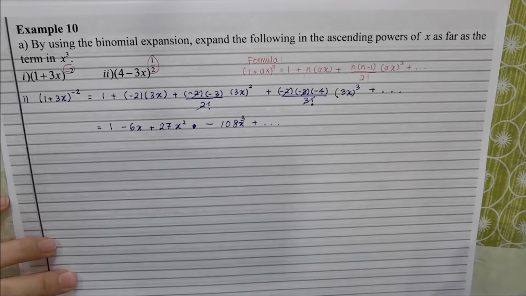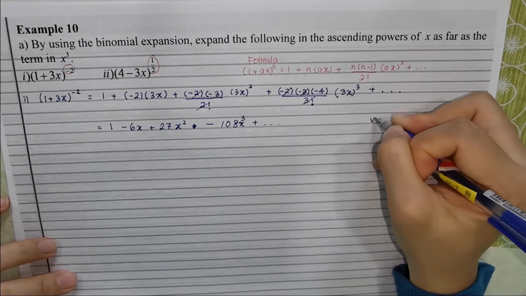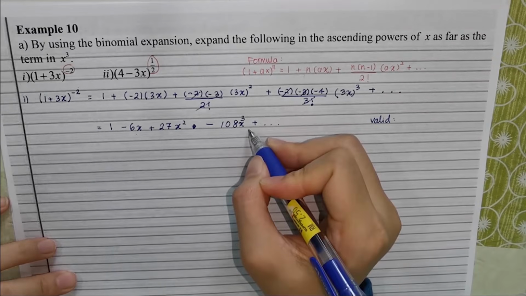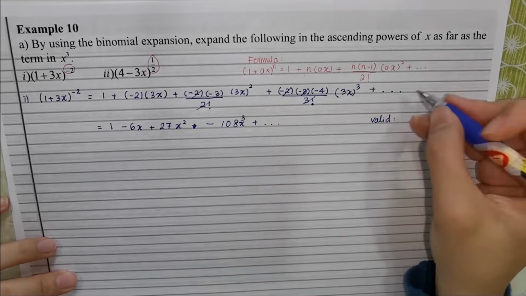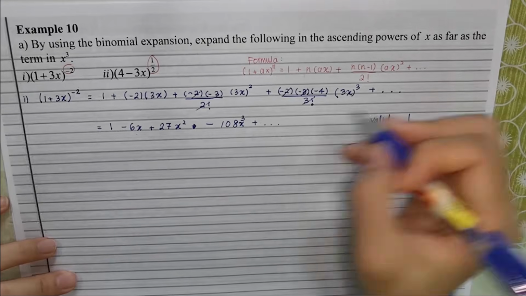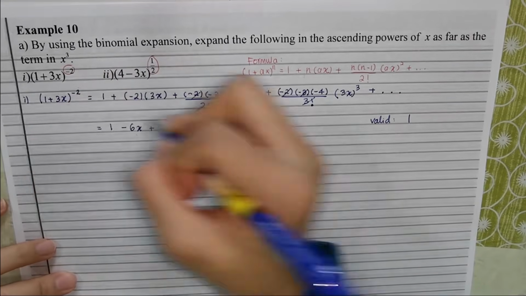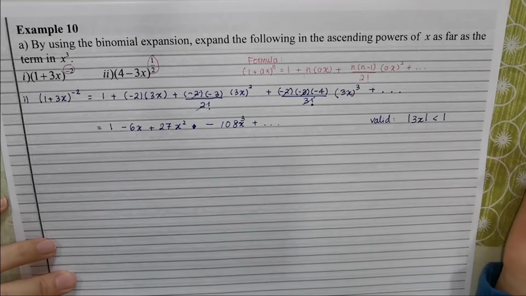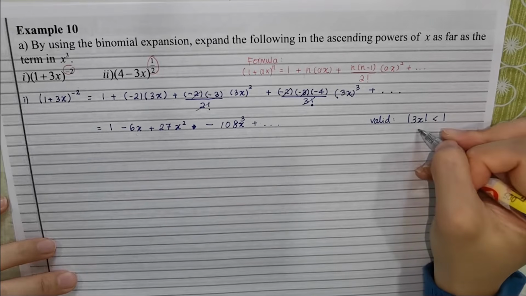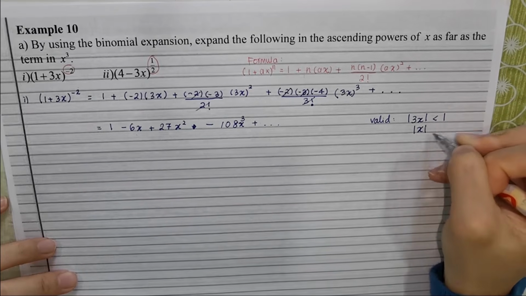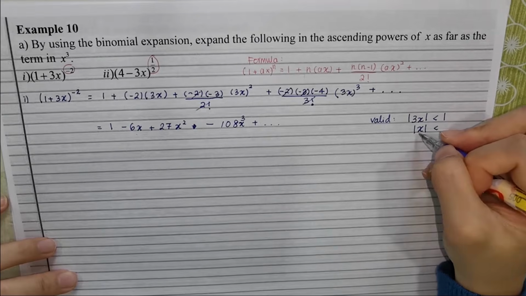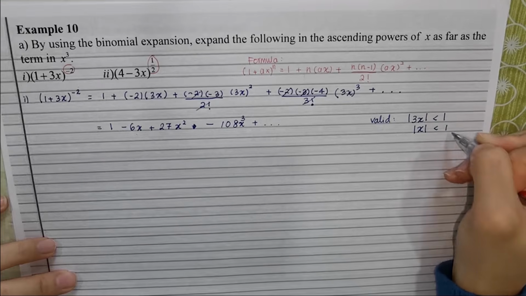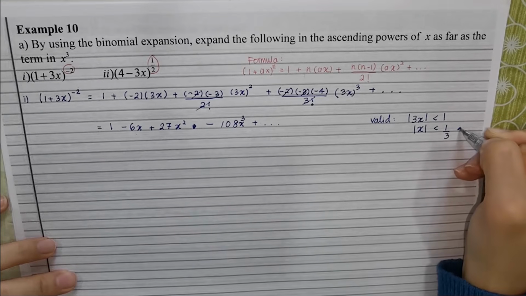Then we can write down the validity. This expansion is valid for the modulus of ax, in this case 3x, less than 1. Then just divide by 3, so x must be between -1/3 and 1/3.